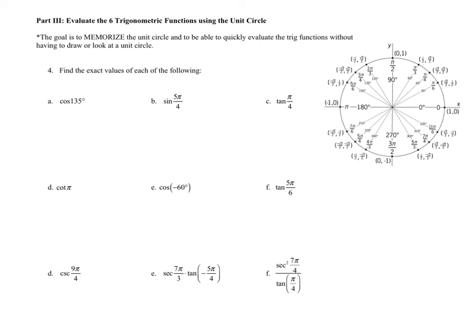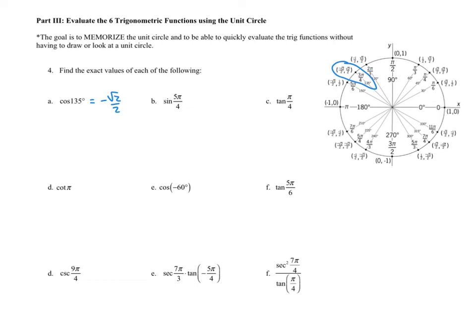Now we're going to use the unit circle to evaluate trig functions for different angles, and we should be able to do this from degrees or radians, particularly radians. Okay, now we're supposed to be able to do this without looking at the unit circle, but to begin with, it helps to have one handy. So if we're going to find cosine of 135 degrees, we are looking right here in quadrant 2. Cosine is going to be the x-coordinate, and so that's negative root 2 over 2.